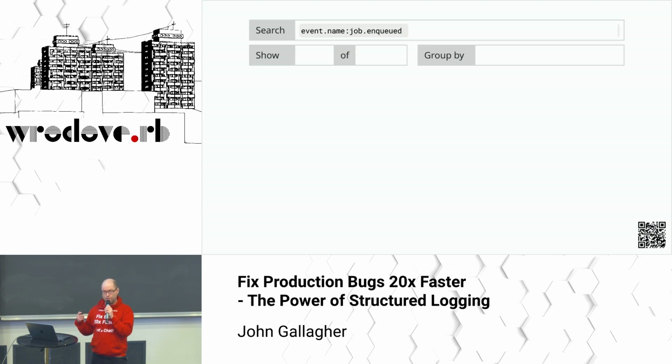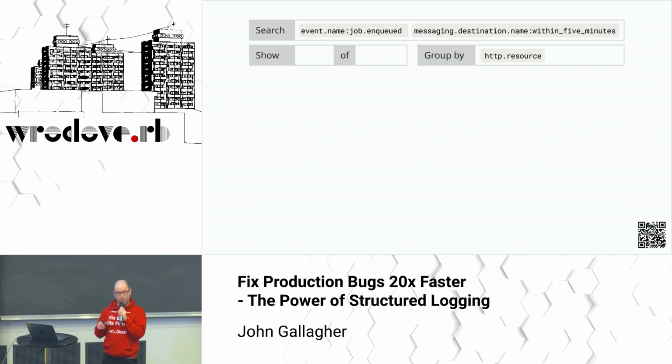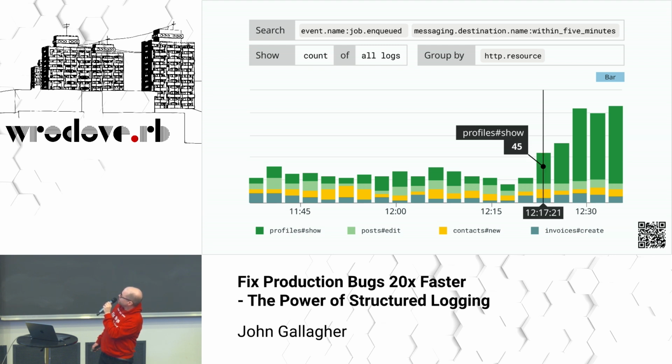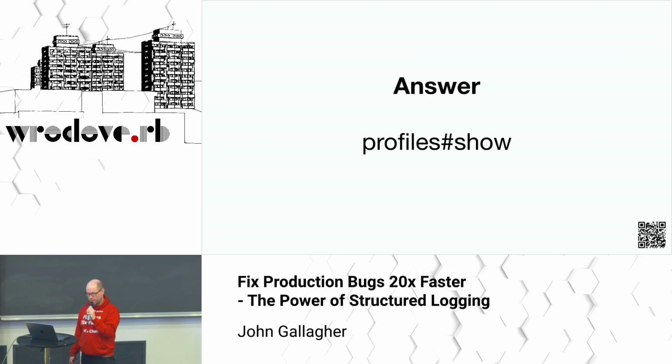We search for the event jobs enqueued within that queue, and let's group by HTTP resource, which is a combination of the controller and the action. And here's what we get. What's that? That green bar looks interesting. It's the profile show controller. So it's the show action in profiles controller. That's a bit strange. I wasn't expecting that.